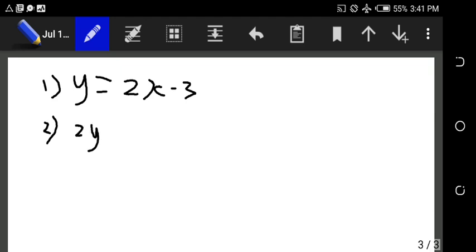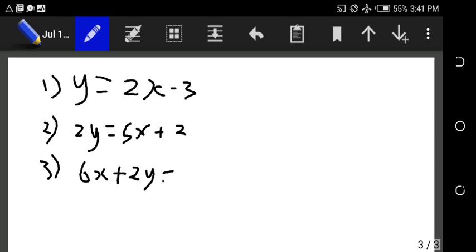So let's consider the following equations. Let's look at this first equation here: y = 2x - 3. Let's look at the second one: 2y = 5x + 2. We're going to look at 3 of them. And the third one we'll consider is 6x + 2y - 5 = 0.